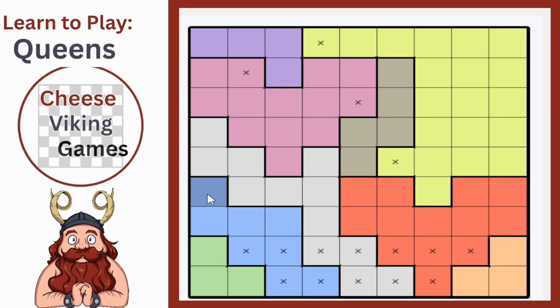If the queen is here, it can't be in any of these. If the queen is here, it can't be in any of these. So in both cases, these get eliminated. Still nothing jumping out as obvious, but we can apply that same logic a little further.